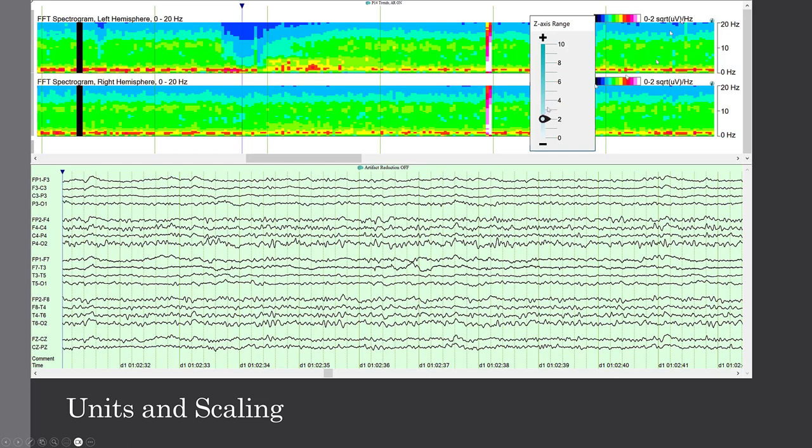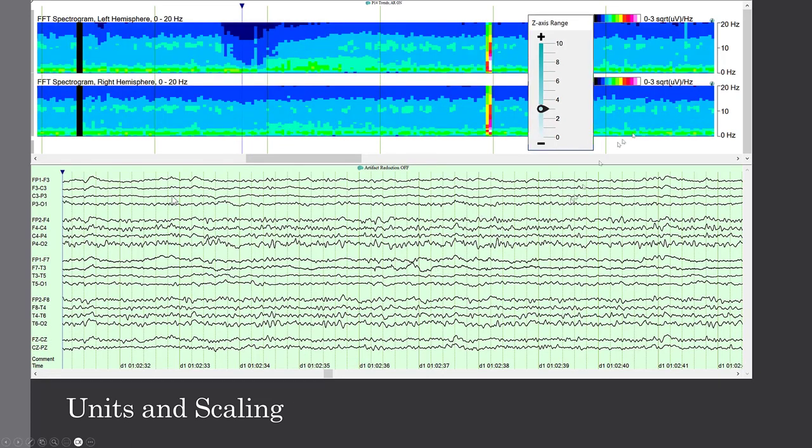Now there is a scale there. You can click on that color bar in the upper right and you can adjust the z-axis scaling, that color range, to get the best view. So if you have EEG that's unusually high or low in amplitude, by all means adjust that just like you'd adjust the gain in the EEG. But here we can see some pretty good resolution, and we can see that loss of faster frequencies on the left.